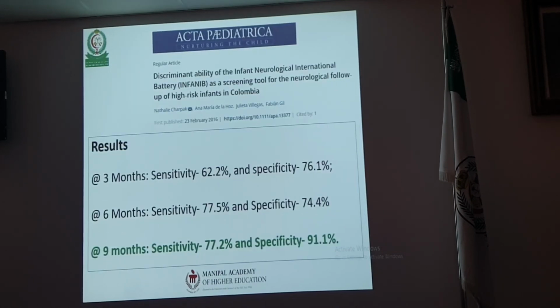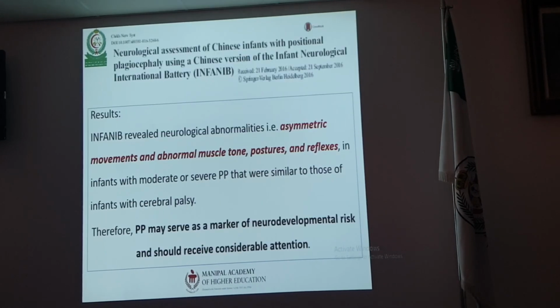This is another study on the Infanib. It was done in Colombia, okay? They found at 3 months sensitivity is 62.2 and specificity 76.1. At 6 months, once again 77 and 74. But at 9 months it is 77 and specificity is 91%. That means at higher age, the Infanib will correctly predict a problem in the baby. Is that clear? Okay.